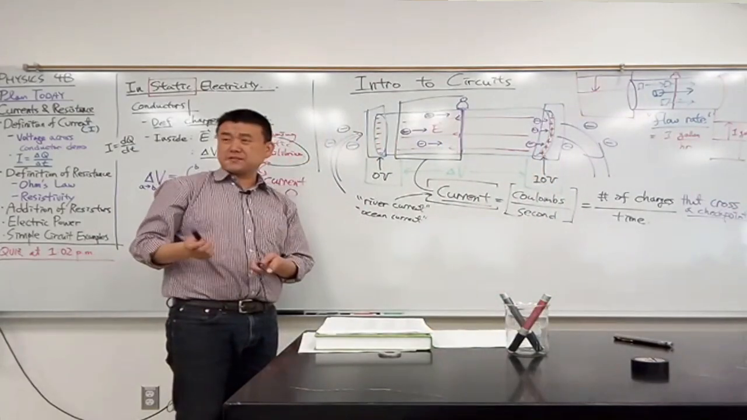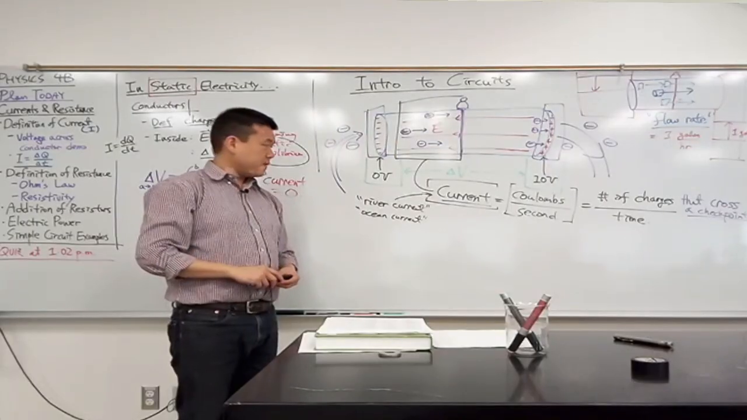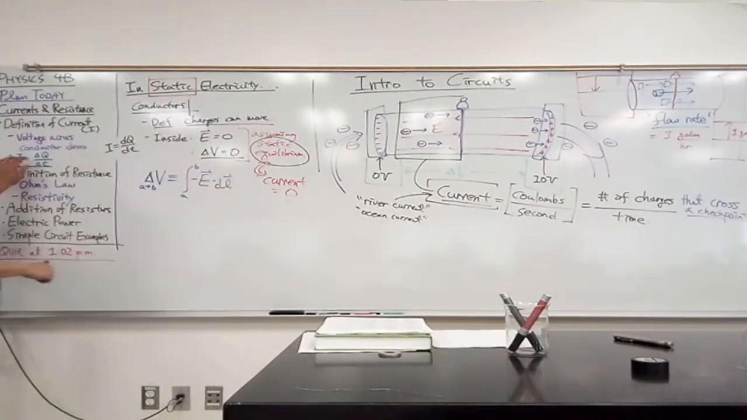That makes intuitive sense? All right. So in this expression here, that's what's meant by delta Q. How many charges are crossing the checkpoint?